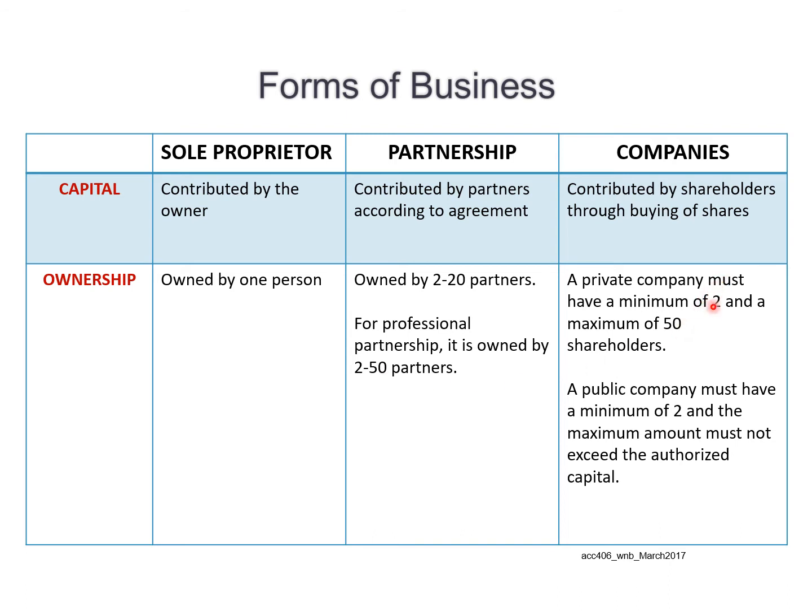Untuk companies, dia ada dua jenis, which is a private company ataupun nama Melayu dia Sendirian Berhad. Kalau company Sendirian Berhad, dia punya shareholder boleh range daripada the minimum of 2 and maximum of 50 shareholders. Kalau public company, yang ini adalah syarikat berhad, okay, dia must have minimum of 2 and maximum must not exceed the authorized capital. So, public company adalah company yang berhad. Okay.